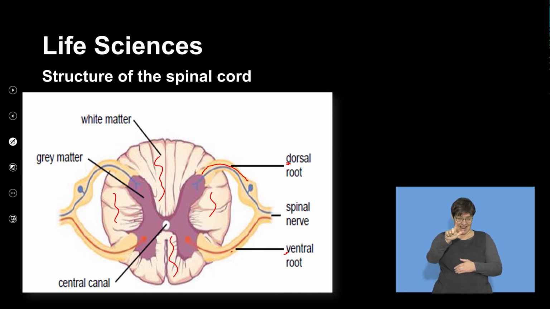And then we've got the ventral root. V comes after D. Then we've got the spinal nerve that moves in here. The center here, we're looking at the central canal. And this part that looks like an H is what we call the gray matter. That is the structure of the spinal cord. Let's continue now.